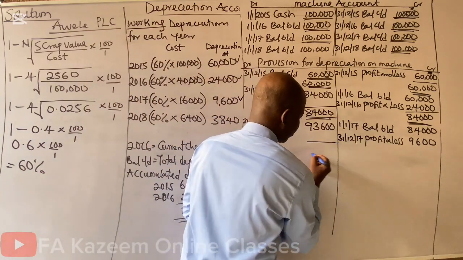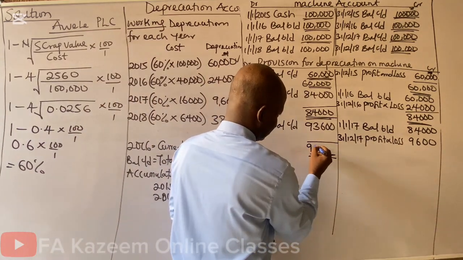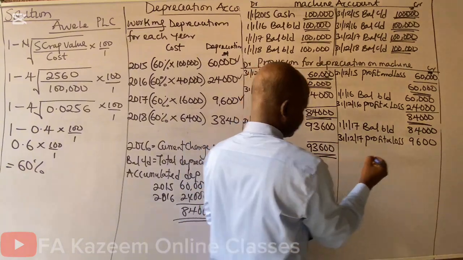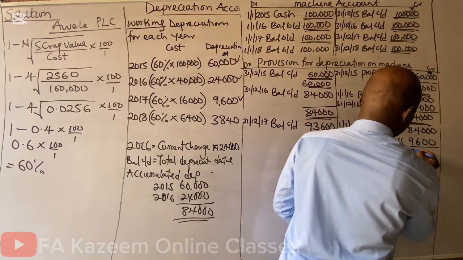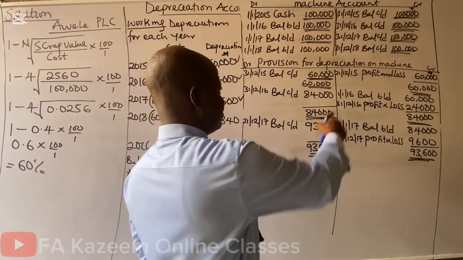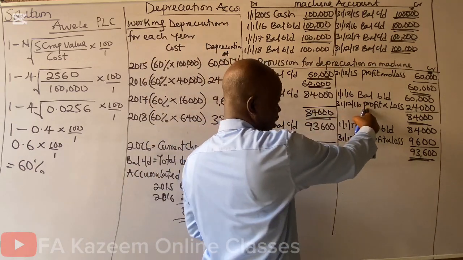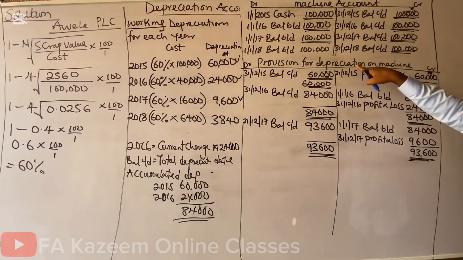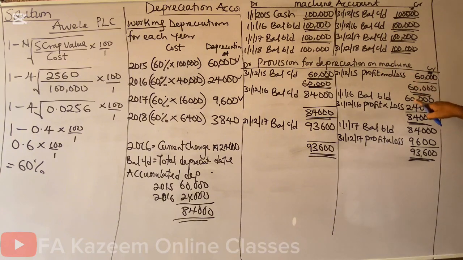What do we do? We close the account. 93,600. Now, going to the last year, this is the first, the second. If you observe, what we are setting aside for depreciation, what we are providing, is reducing. First year is 60,000, second year is 24,000, third year is 9,600.